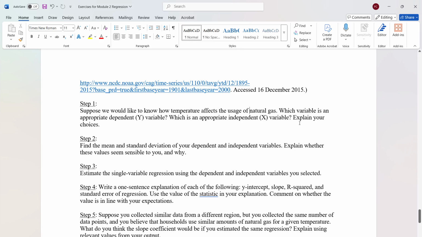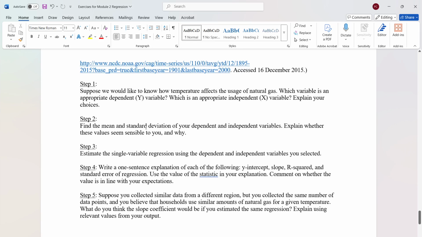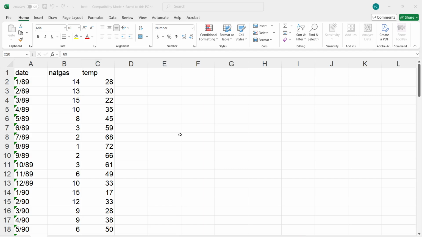All right, so explain your choices. Natural gas is depending on the temperature, so natural gas is dependent, and I will use the temperature for X. Find the mean and standard deviation of your dependent and independent variables. Explain whether these values seem sensible to you and why. Well, that's easy, regular analysis. These are things that we've done many times by now.